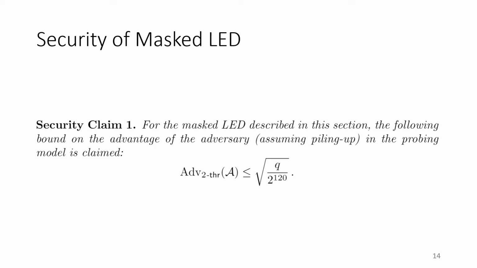And that determines the advantage of the adversary, in which we show that the advantage of our second-order probing adversary on the masked LED that we have shown is bounded by the square root of the number of queries divided by 2 to the power 120. So that means you would need 2 to the 120 probing queries in order to gain an advantage equal to 1. And this advantage we claim is sufficiently low to say that this second-order masked LED would be secure in practice.